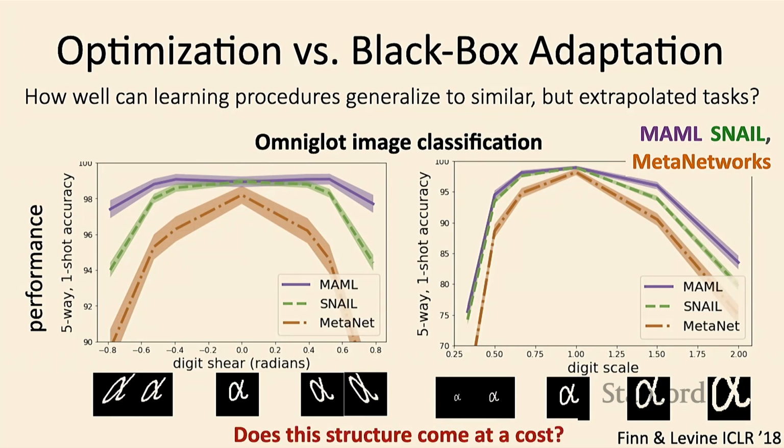Cool. So we see that the structure of gradient descent is helping us generalize to out of distribution tasks. Now you might wonder if this structure comes at a cost because maybe, for example, by embedding gradient descent, we don't have as much expressive power in terms of the algorithms, the learning procedures that we can represent.